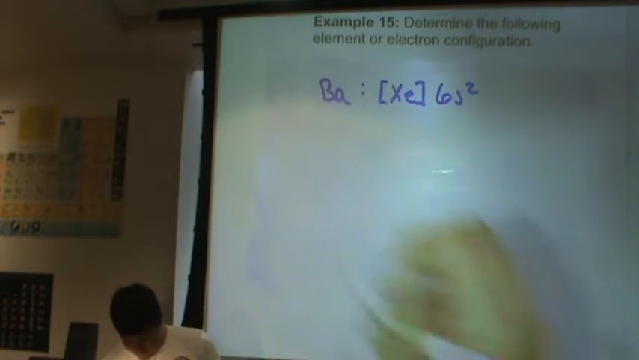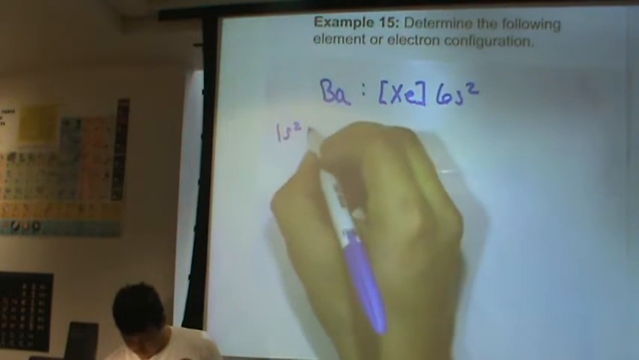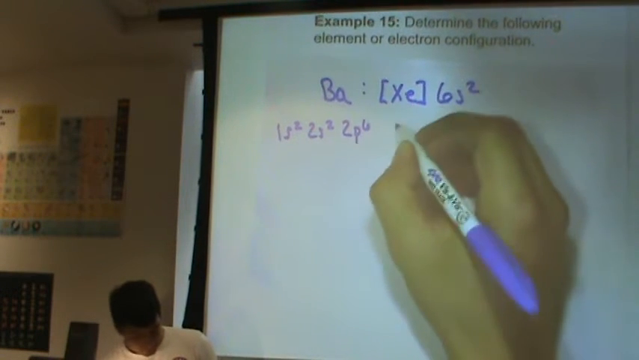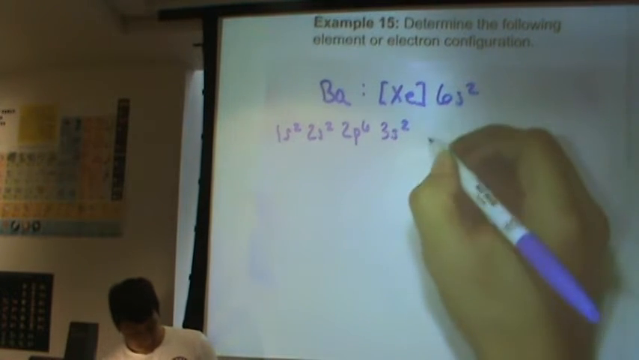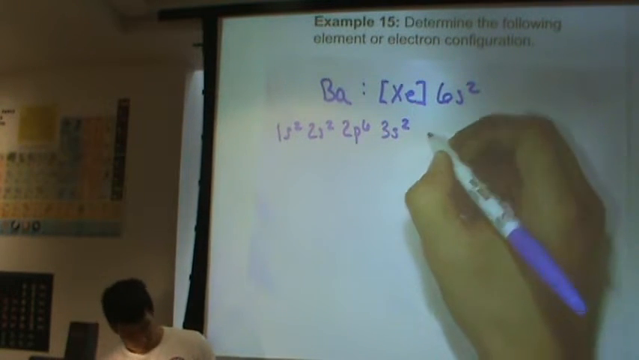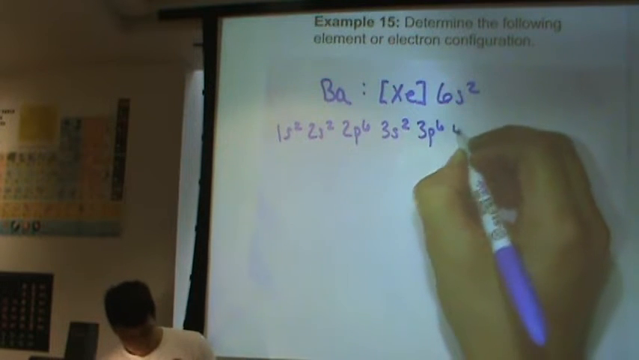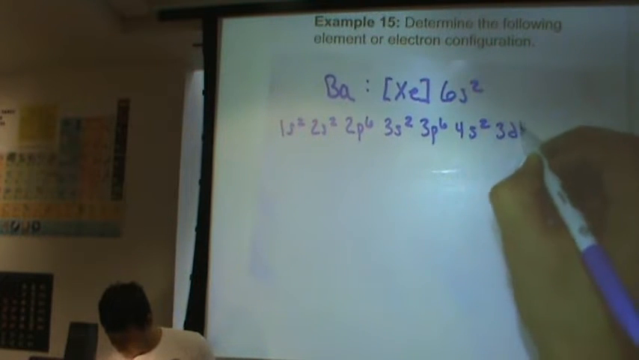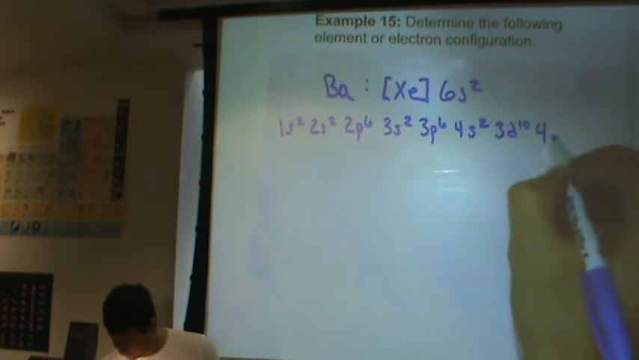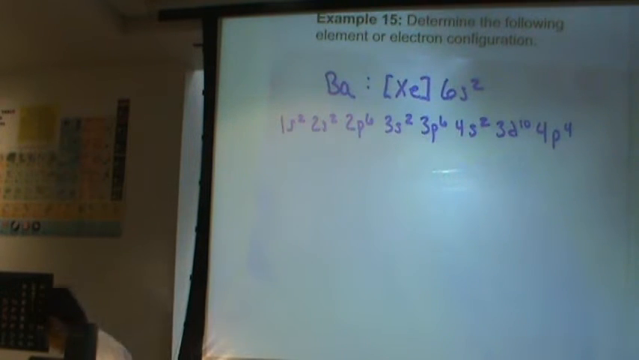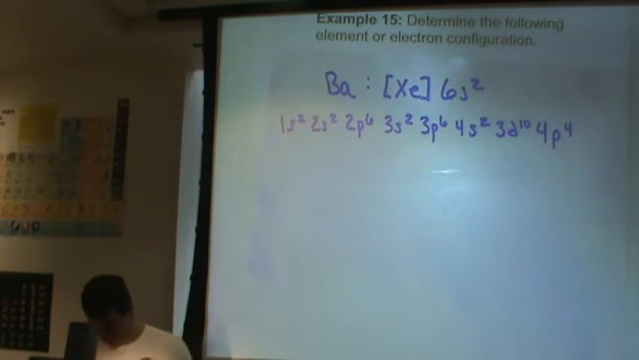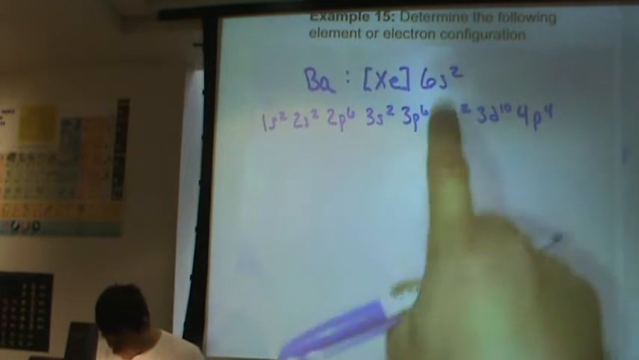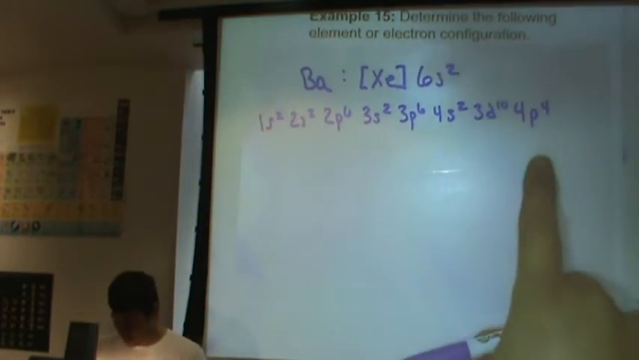1s2, 2s2, 2p6, 3s2, 3p6, 4s2, 3d10, 4p4. What element has the electron configuration of 1s2, 2s2, 2p6, 3s2, 3p6, 4s2, 3d10, 4p4?